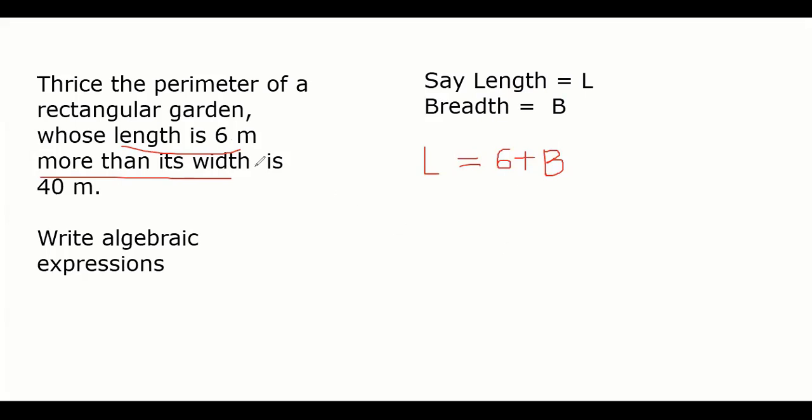अब बोल रहा है thrice the perimeter. कितना होता है? 2 into (L plus B). ये पेरीमीटर होता है. Yes, sir. Thrice मतलब into 1 upon 3? नो, 1/3 नहीं बोल रहा है. Thrice 3 गुना. Thrice the perimeter, ये perimeter 2(L plus B) उसका 3 टाइम. वो बोल रहा है 40 है. ये बन गया सेकंड इक्वेशन.